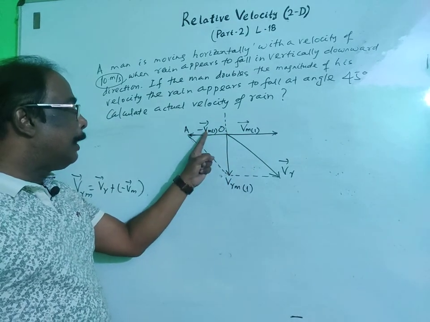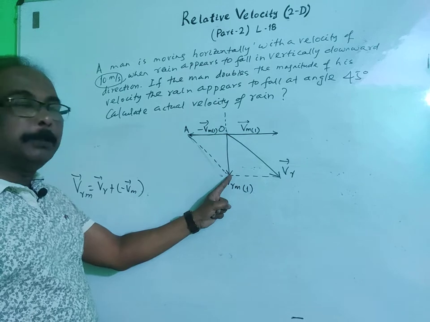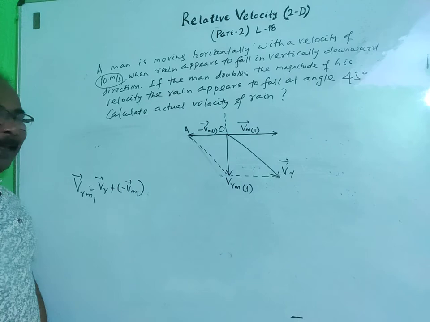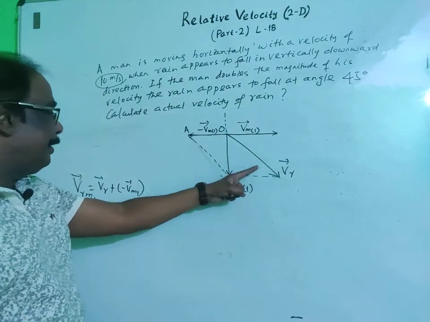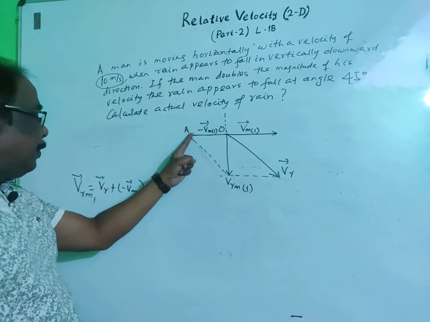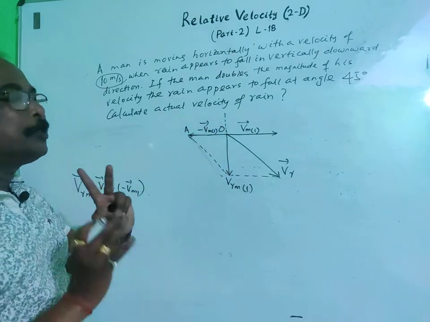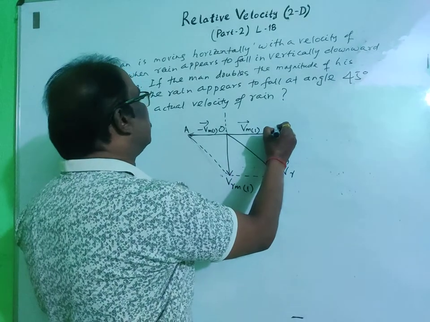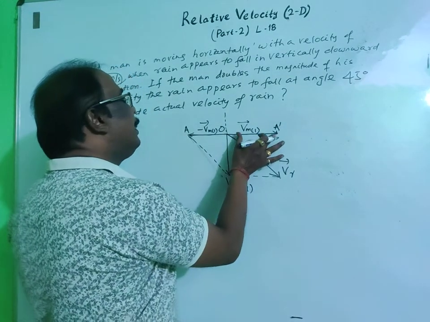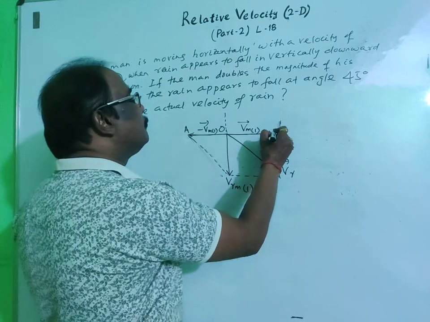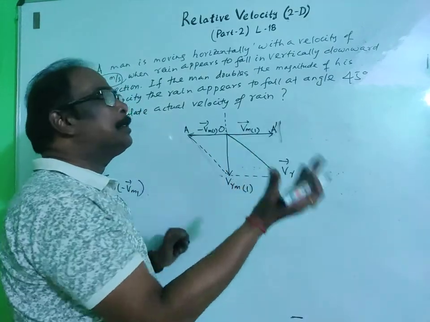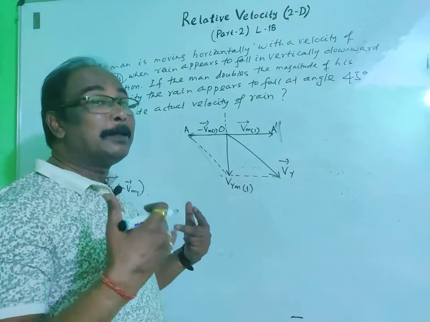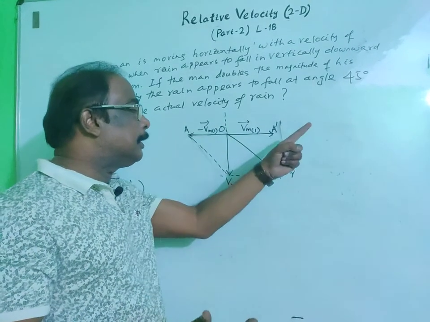Vr minus Vm1 is equal to Vrm1. Just put here 1. Okay. Vr plus minus Vm1 is equal to Vrm1. This is first case. In next case, if the man doubles his velocity, this is A dash. OA dash represents Vm1. If the man doubles his velocity, length represents magnitude. The man has doubled the magnitude of velocity, but direction is same.